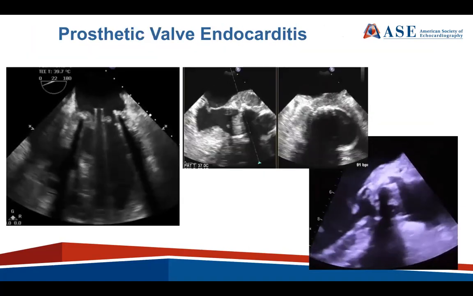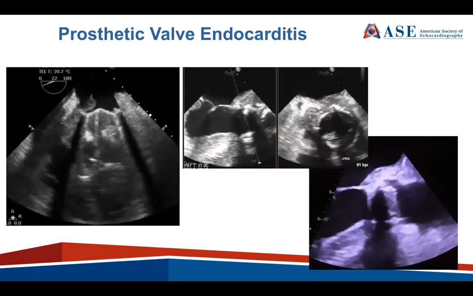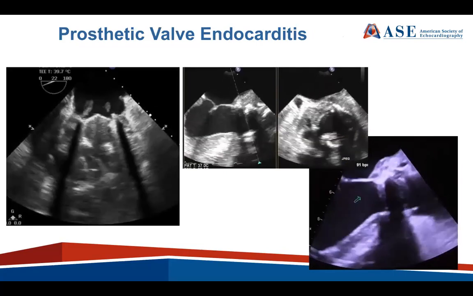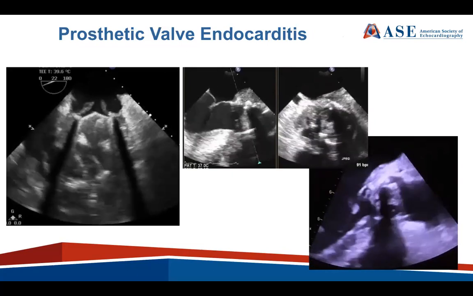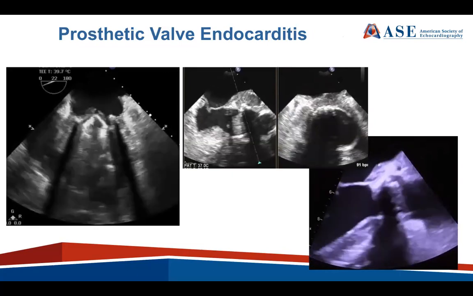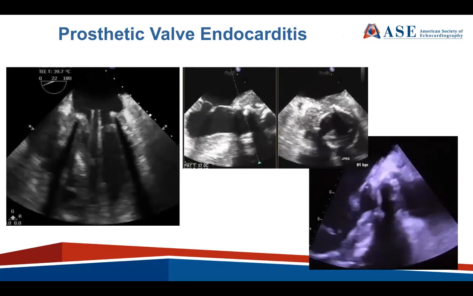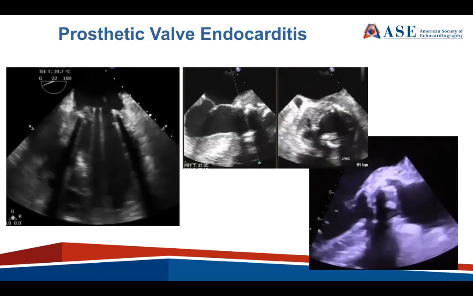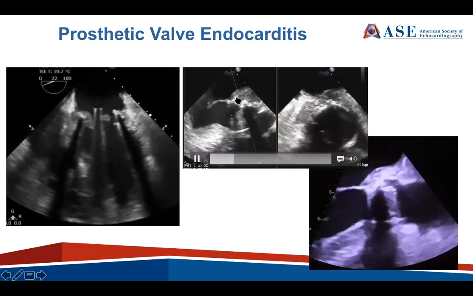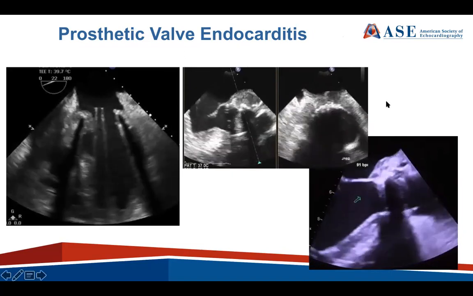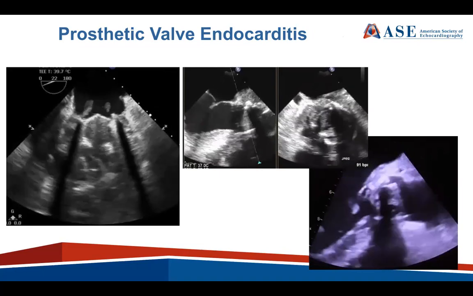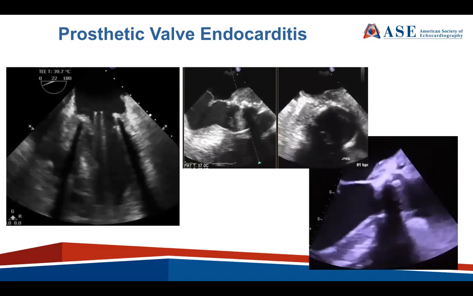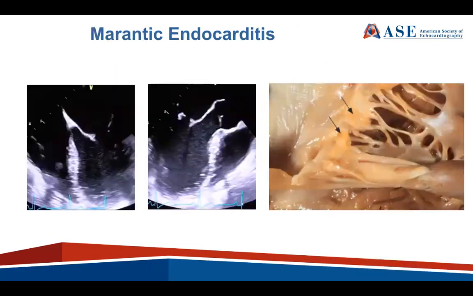Prosthetic valve endocarditis can unfortunately occur as well. This is the image I showed in the question on the left-hand side, mechanical mitral valve endocarditis with vegetations. And on the right middle, we see a bioprosthetic aortic valve endocarditis with paravalvular abscess. You see the thickened material adjacent to the aorta. That's all suspicious for abscess formation. And on the lower right, we see a TAVR valve that's developed TAVR endocarditis. So there's a mobile structure on the TAVR valve itself.